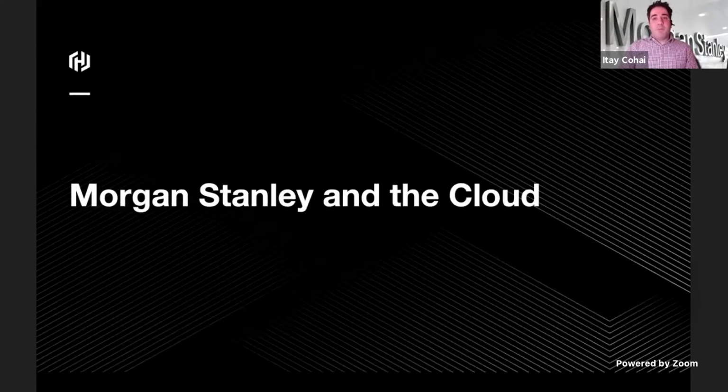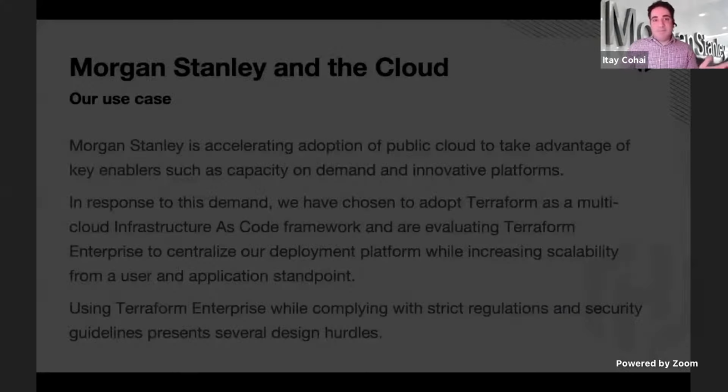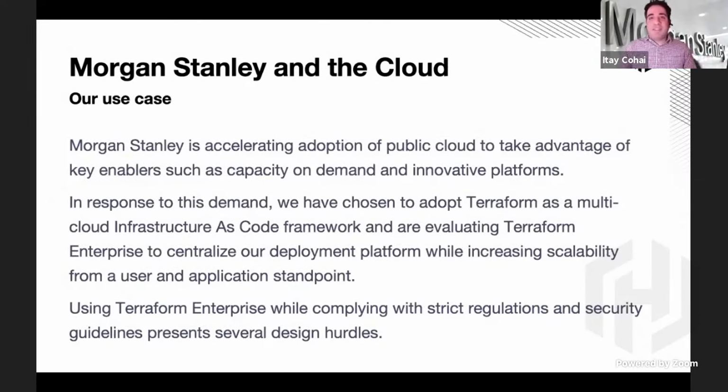Cool. So let's start with Morgan Stanley in the cloud, right? What are we doing in the cloud? Lots of text, right? I'm not going to straight out read this slide. We, like other financials, are accelerating adoption of public cloud. Public cloud is great for us. We love the features like elastic capacity and all the innovative platforms and solutions that the cloud gives us. And there's a lot of demand internally from our development groups and from our customers to use and leverage more public cloud. But to do that in scale, we need infrastructure as code.